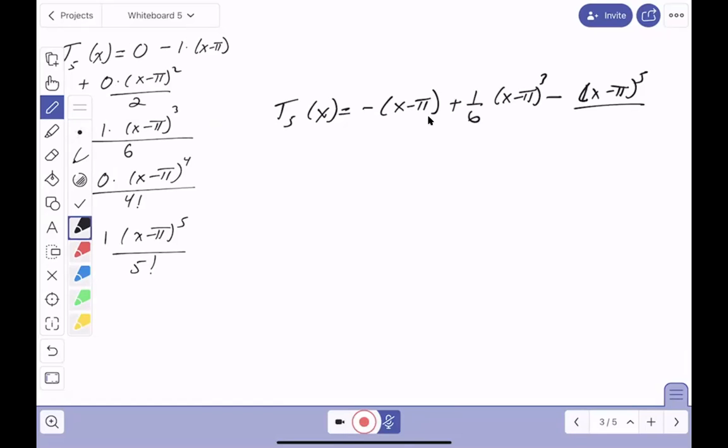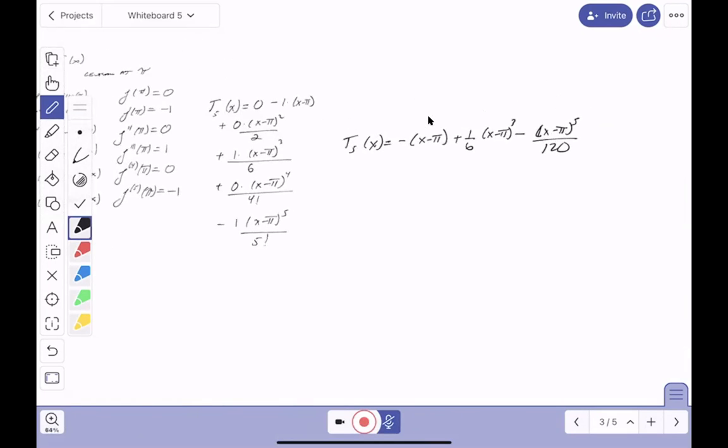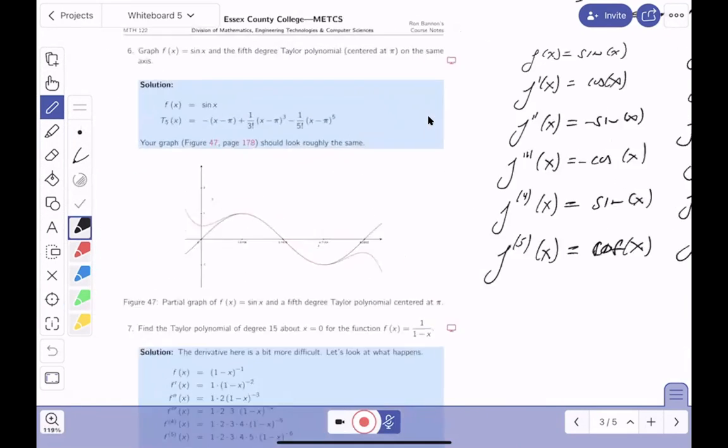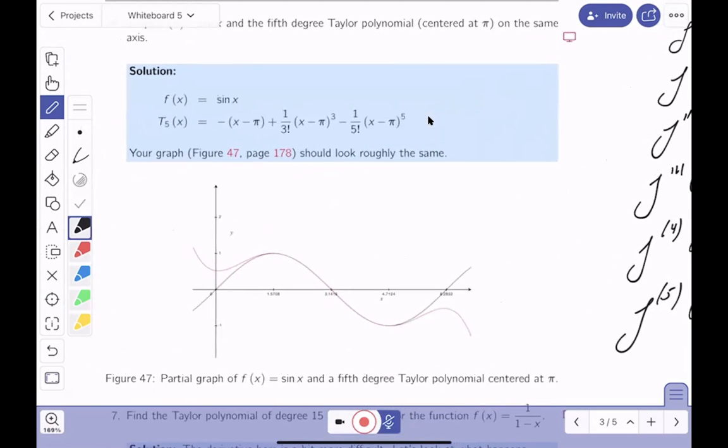20 times 3 is 60, 120. All right, that's T5. And again, I'd like to check it. This is why you want to check these things. I want to see if I got it right. So I'm looking at it, and they didn't simplify it, but they did this over here. So I'm going to do this in Grapher.